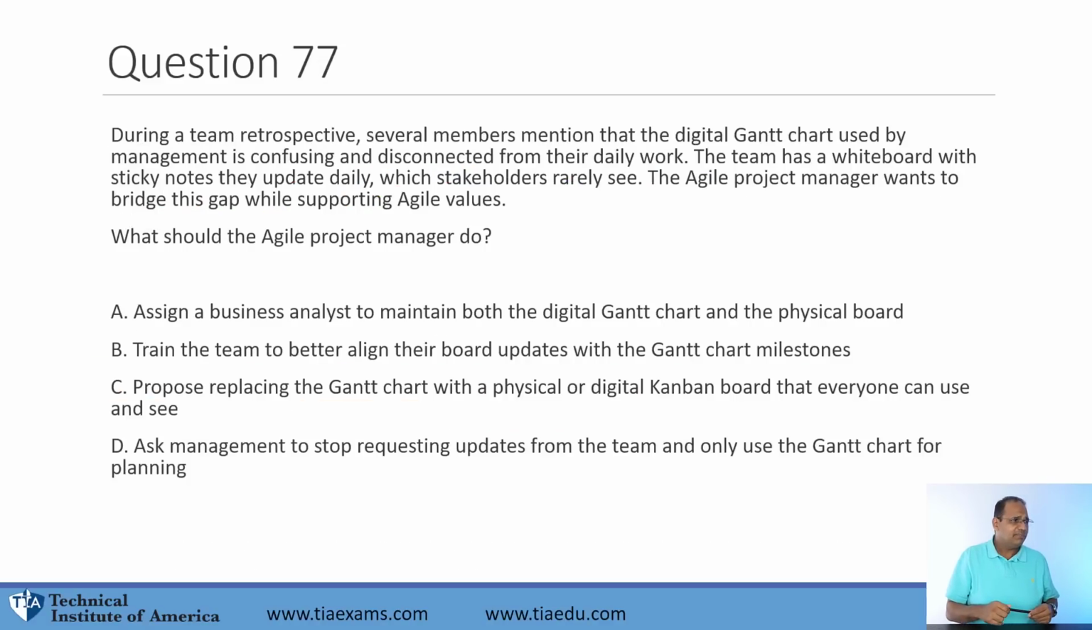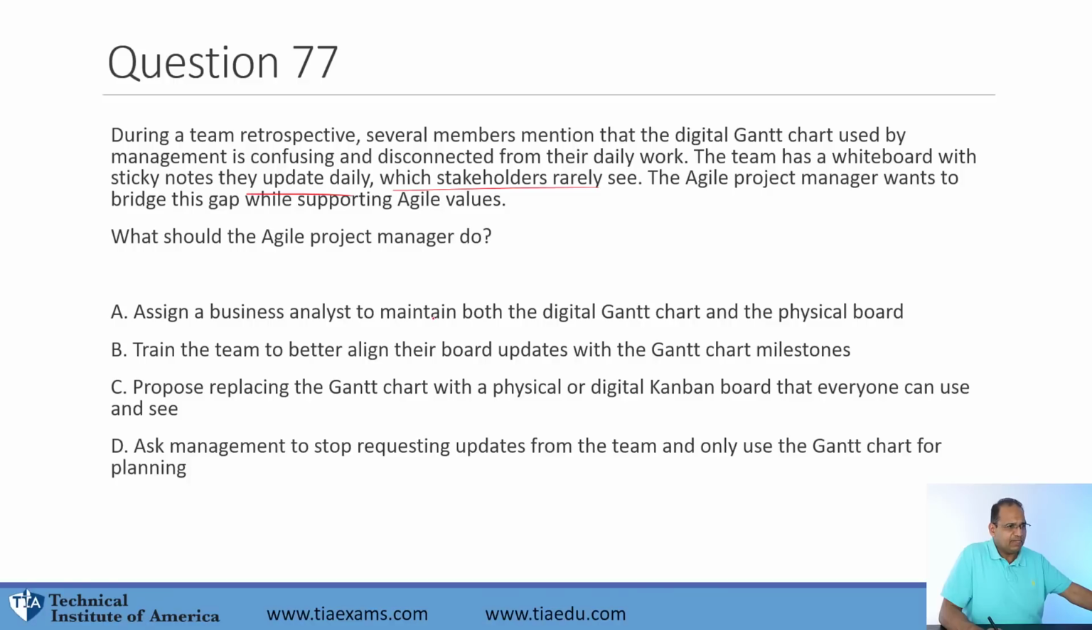Question. During a team retrospective, several members mentioned that the digital Gantt chart used by management is confusing and disconnected from their daily work. The team has a whiteboard with sticky notes that update daily, where stakeholders can see. The Agile project manager wants to bridge the gap while supporting Agile values. What should the Agile PM do?